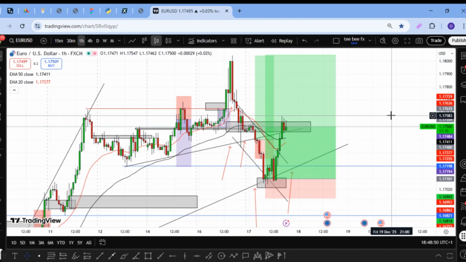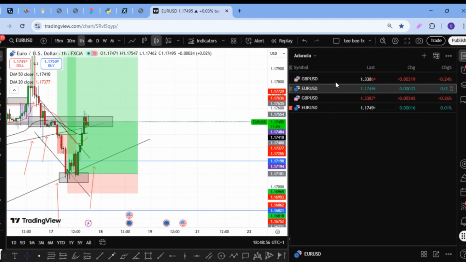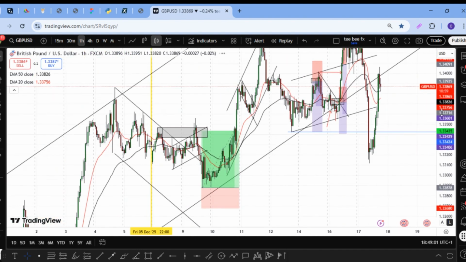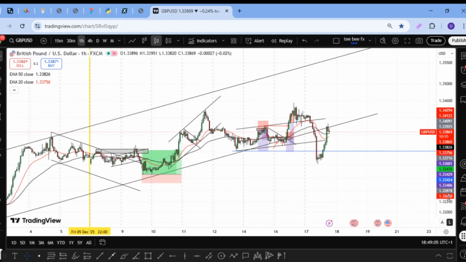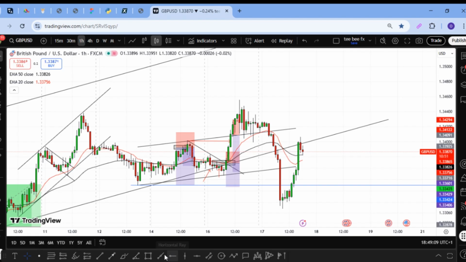So that was a trade that I took, and I also took a loss on GBP/USD today. Let me show you how I took the loss. On GBP/USD this morning, I was also expecting this trend line to hold price to the upside, because price made a new high yesterday.